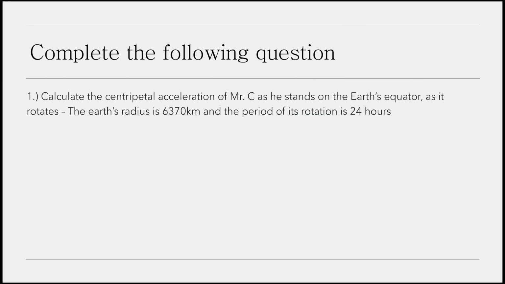But let's talk about how we can apply our knowledge of centripetal acceleration to a question like this. The question says, calculate the centripetal acceleration of Mr. C, that's me, as he stands on the Earth's equator as it rotates. It says that the Earth's radius is 6,370 kilometers, and the period of its rotation is 24 hours. So how might we tackle this question?